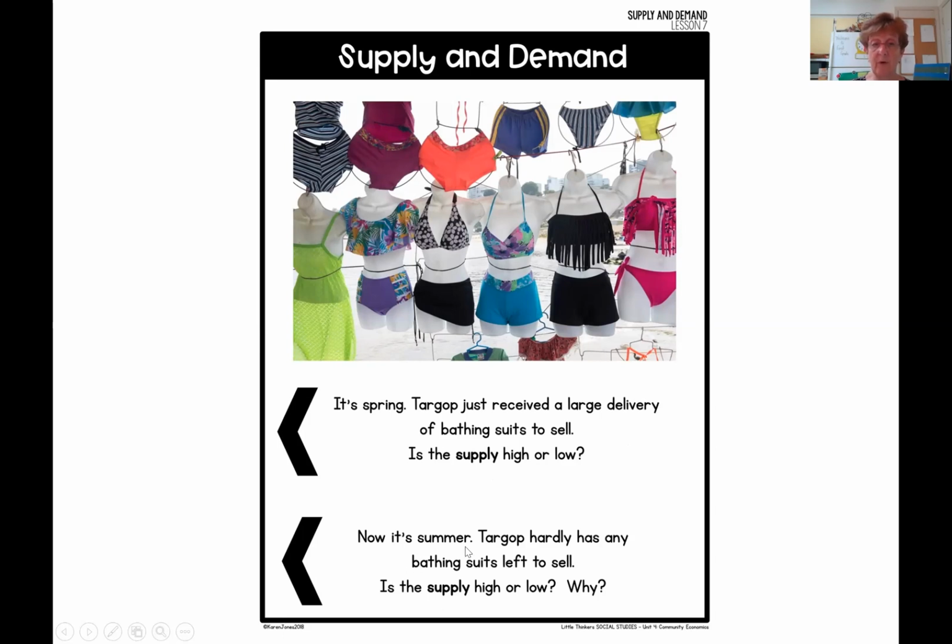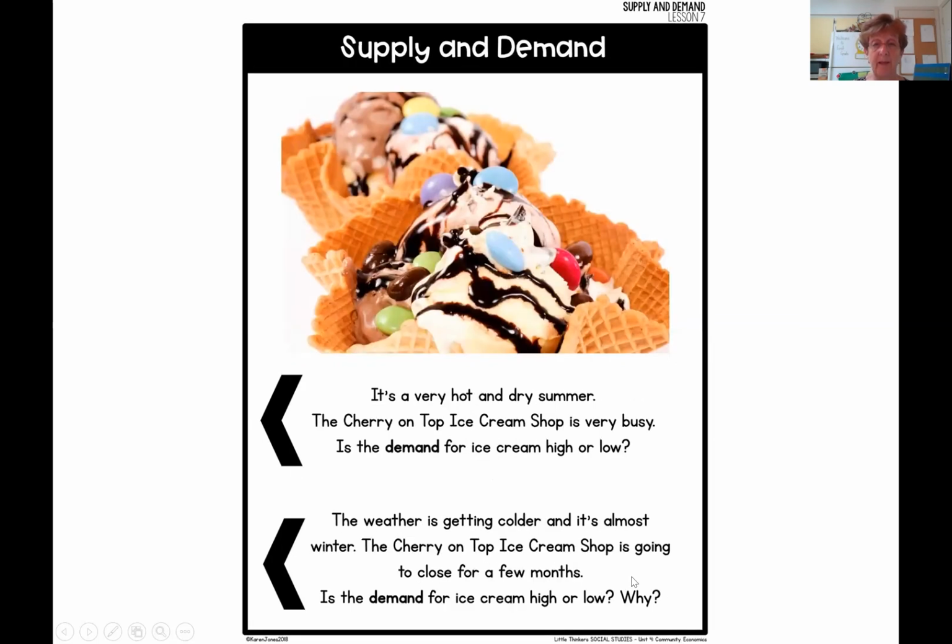Now it's summer. Targop hardly has any bathing suits left to sell. Is the supply high or low? The supply is low because it's summertime and everybody wants to go swimming, so they need a bathing suit. So they've come to the store to buy them. The supply is low.